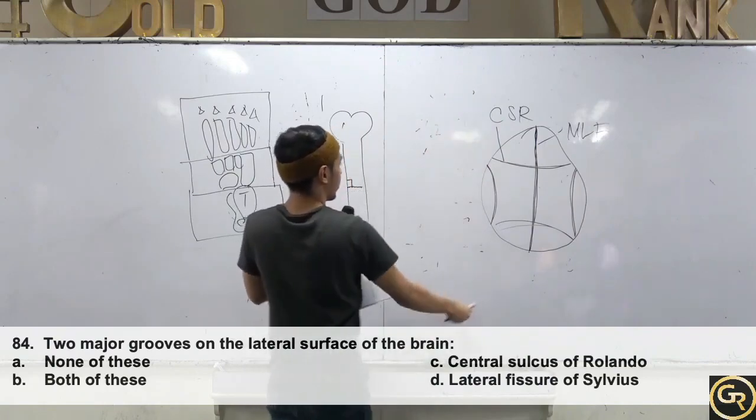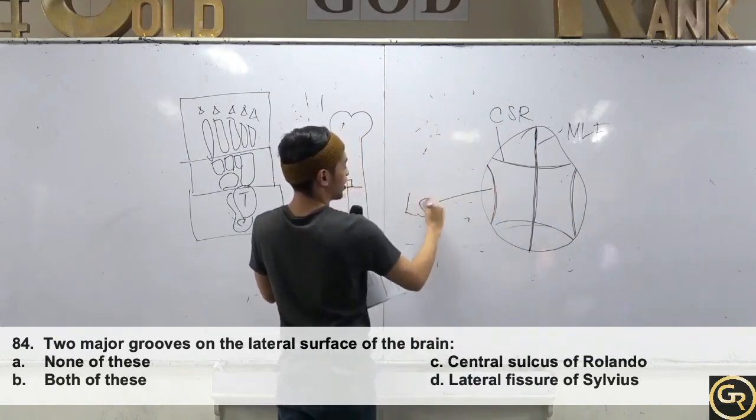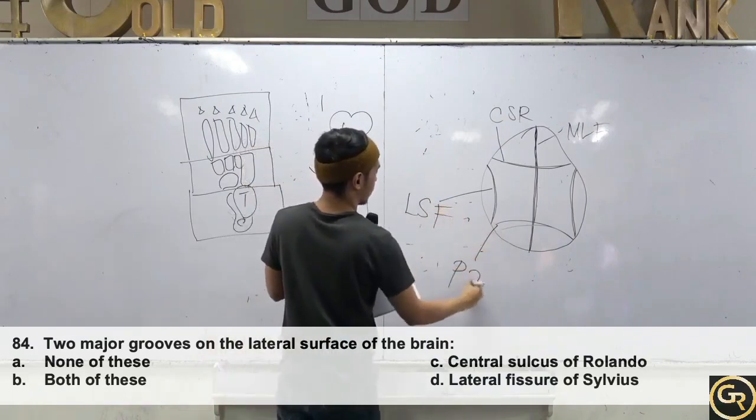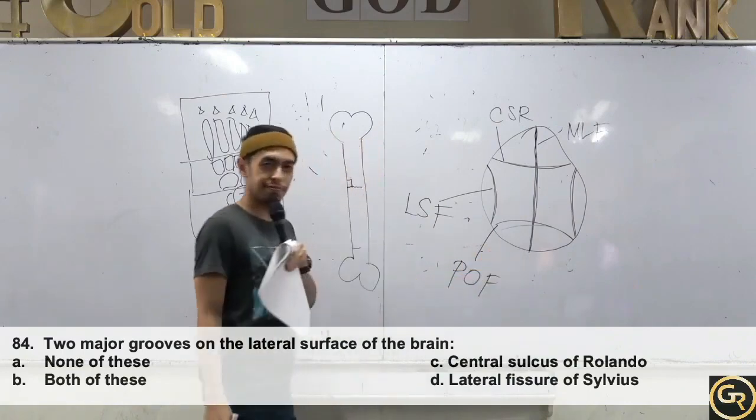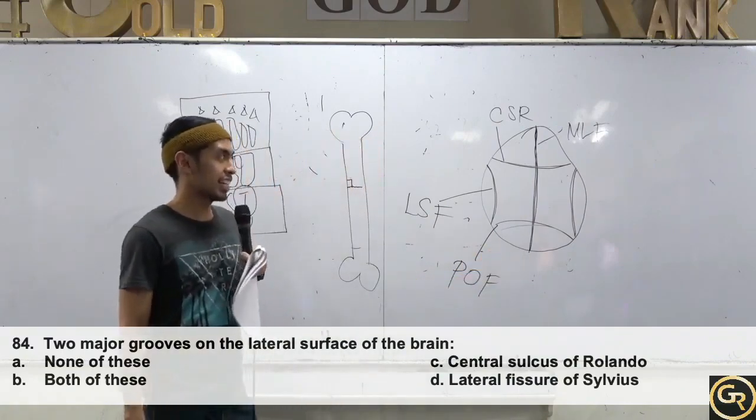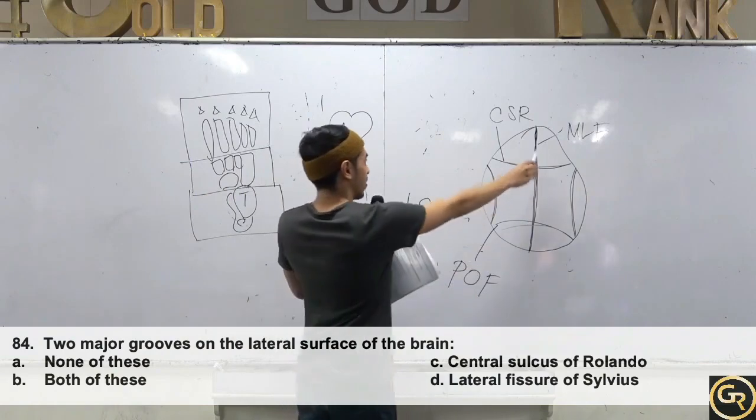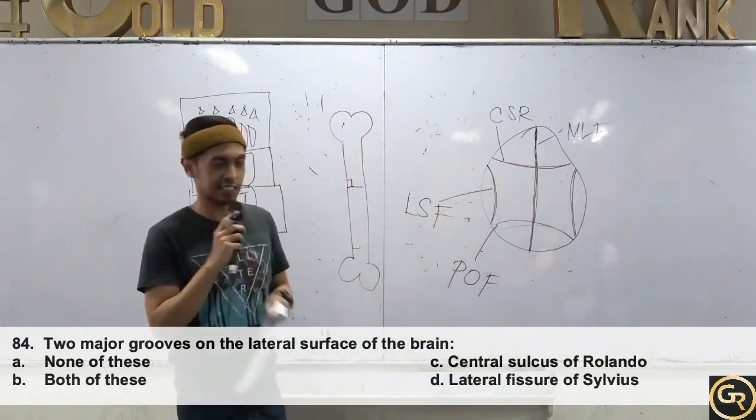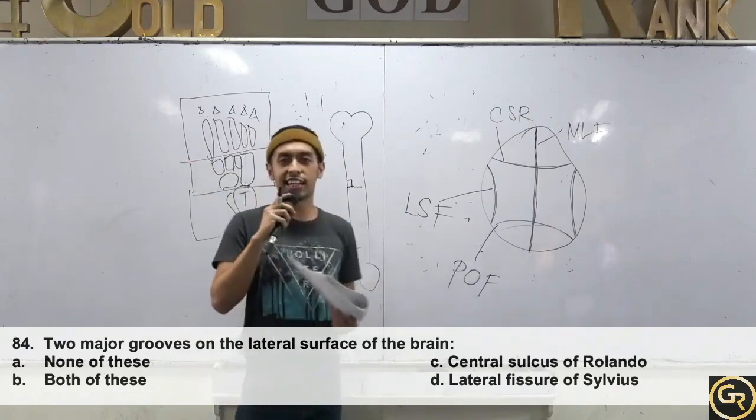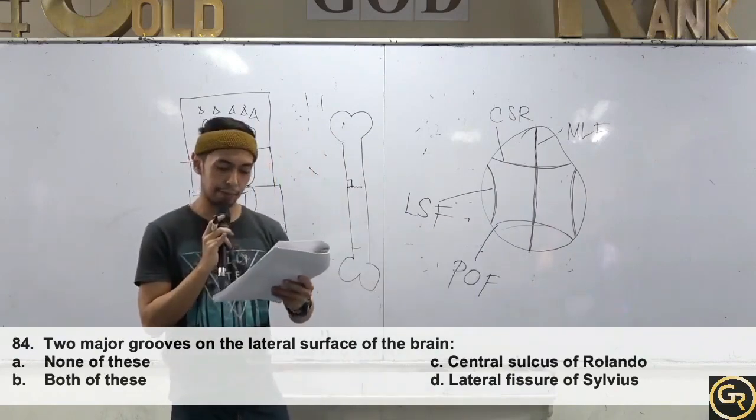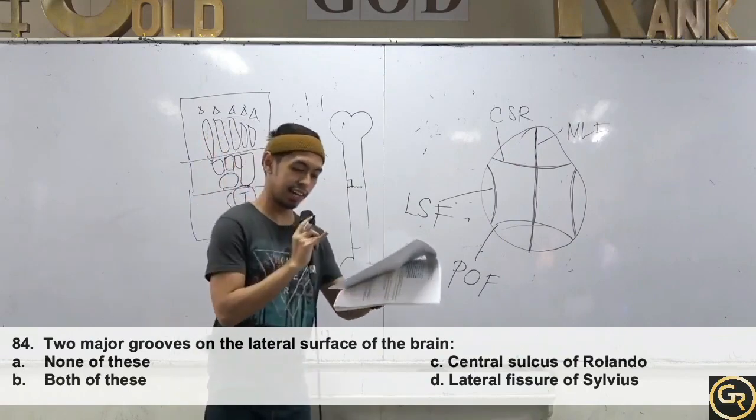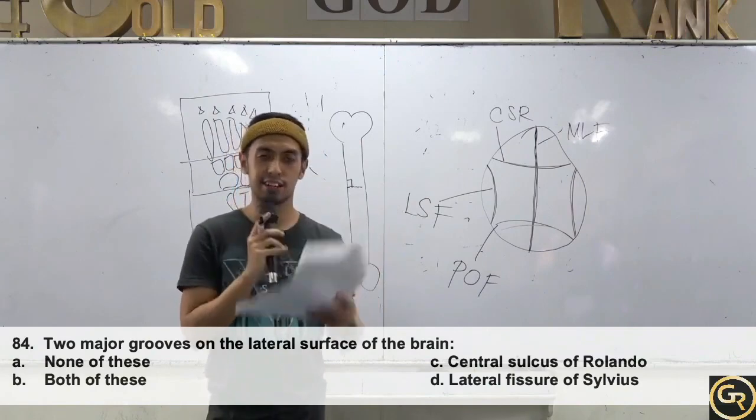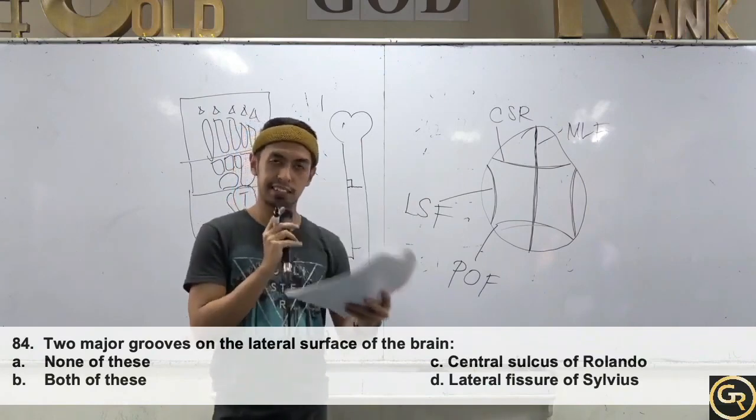You have your lateral sylvian fissure. You also have your parieto-occipital fissure. You have a total of 1, 2, 3, 4, 5 major fissures, because you have two lateral sylvian fissures. So is everything here? You have the central sulcus of Rolando, and you also have the lateral fissure of Sylvius. Therefore, both of these are the two major grooves on the lateral surface of the brain.